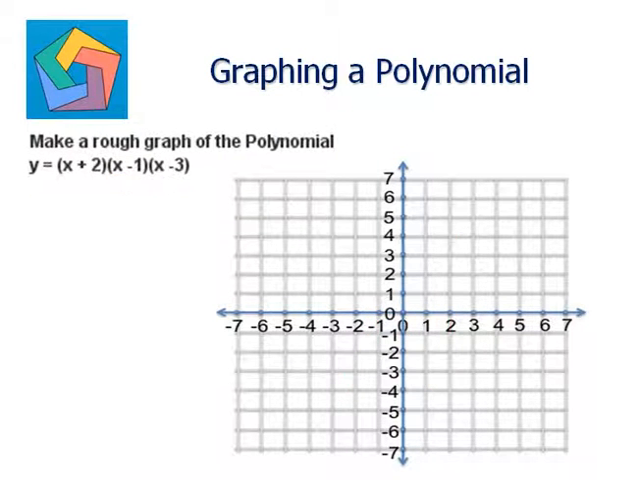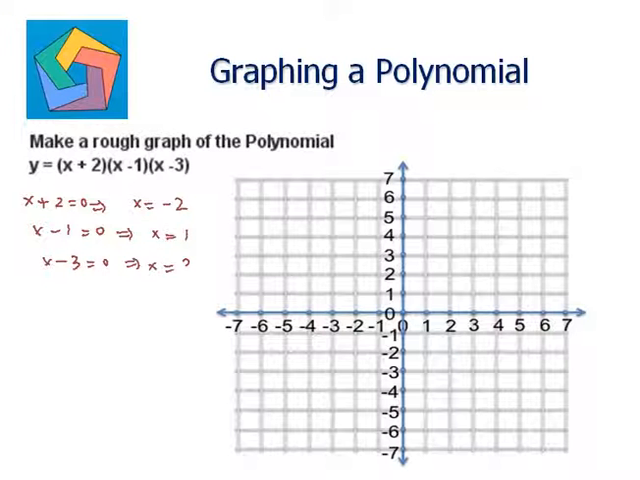Next problem. Make a rough graph of the polynomial y is equal to x plus 2 times x minus 1 times x minus 3. X plus 2 is equal to 0 implies x is equal to negative 2. X minus 1 is equal to 0 implies x is equal to 1. X minus 3 is equal to 0 implies x is equal to 3. So x is equal to negative 2, 1 and 3 become the zeros.